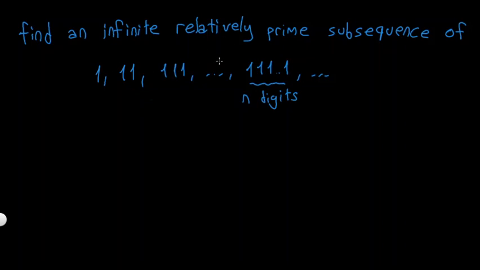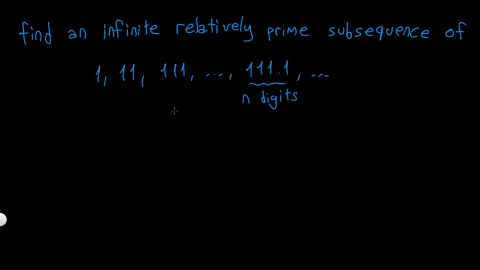So the task is to find an infinite subsequence of this sequence such that all of the terms will be relatively prime. First of all, what is relatively prime? It means they don't have a common divisor other than 1, okay? And what is a subsequence? It means you will just pick some terms of this sequence. For example, we will pick 11, 111, and then the one which has 7 digits, but this has to be infinite. If it's not infinite, of course it's not interesting.